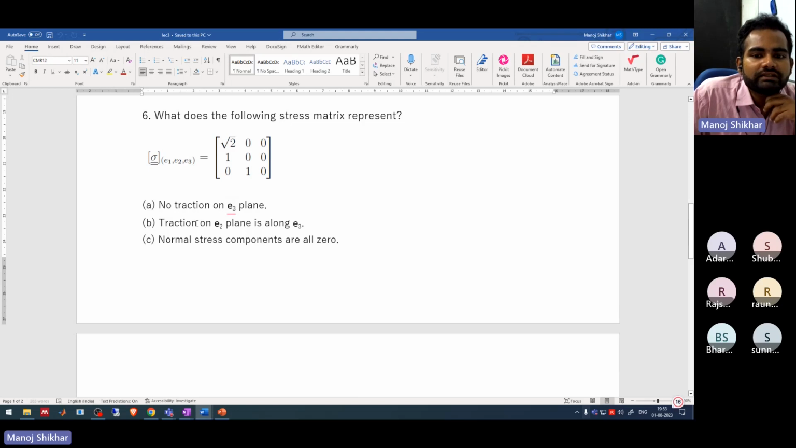So you can see one thing. What does this column represent? This represents the traction which is on the plane which has normal in the direction E3. So basically the E3 plane. So you can see that all these 3 are 0. This means that there is no traction on the E3 plane. It can also be stated as the E3 plane is traction free.